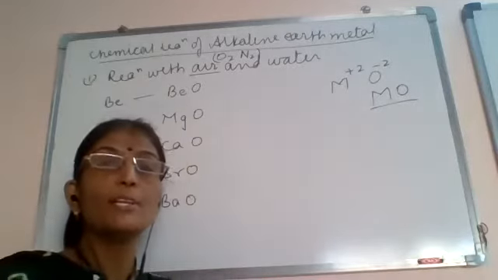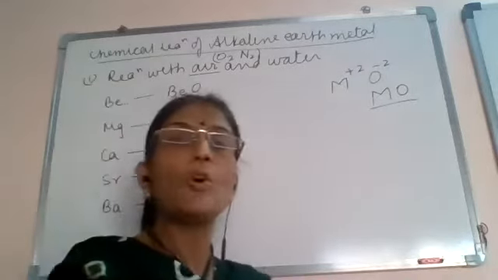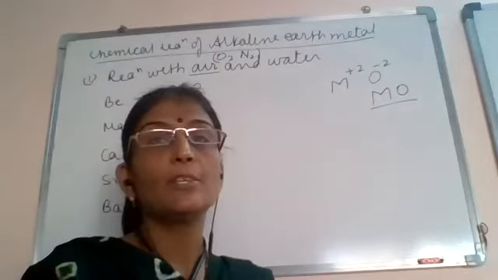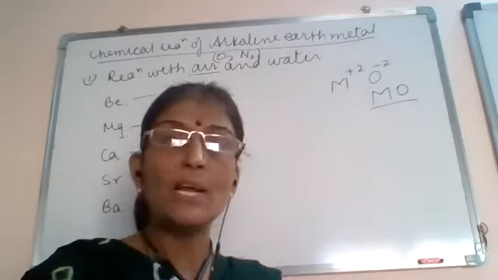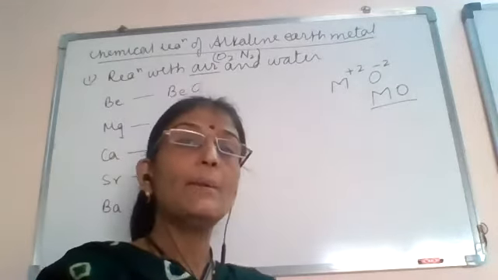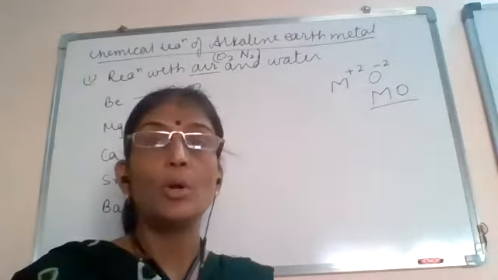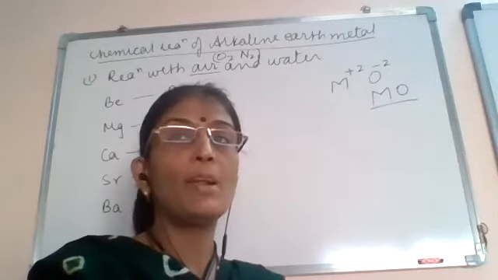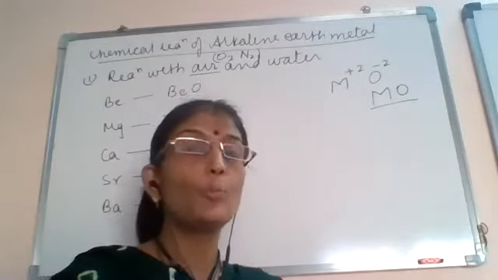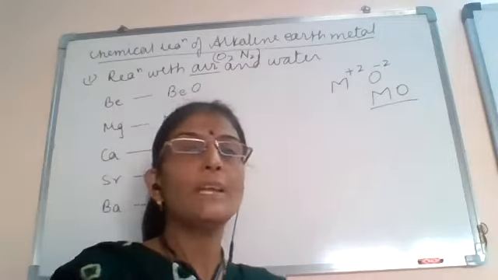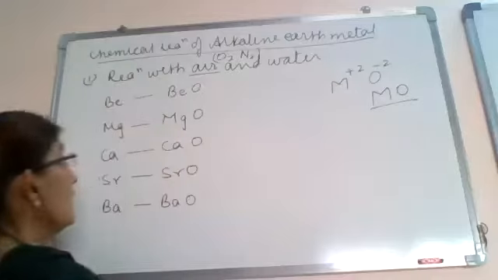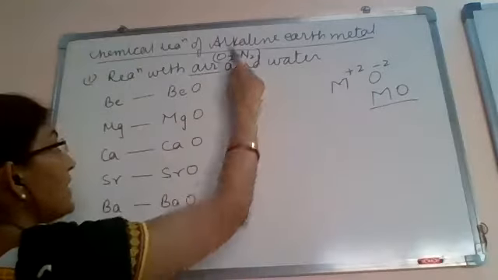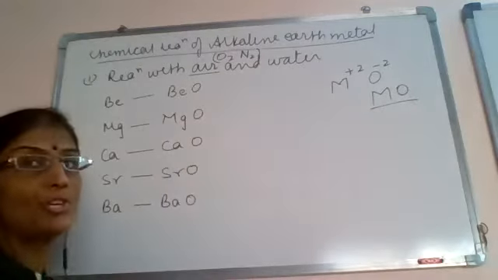Suppose somebody asks you what happens when magnesium oxide combines with HCl. The formula of magnesium oxide will be MgO. Barium oxide, BaO. Beryllium oxide, BeO. So MO is the general formula for oxides of group 2 elements. So whenever these elements burn in air, they give oxides. They also form nitrides because we know in air there is nitrogen present.